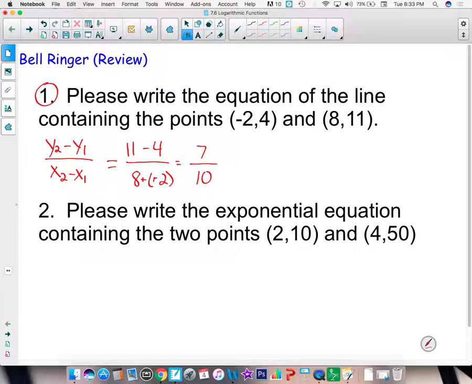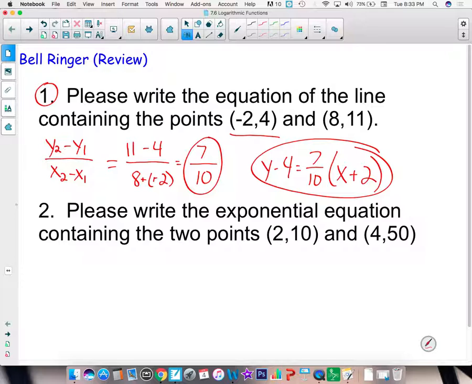So we can either use y equals mx plus b, which is slope-intercept, or we can use point-slope. I think point-slope is easier. We got a point, and we got a slope, so we plug them in. Y minus 4 equals 7/10 times (x plus 2). That's your equation.